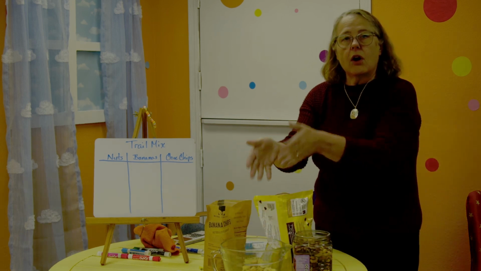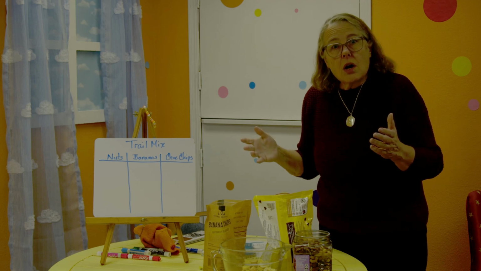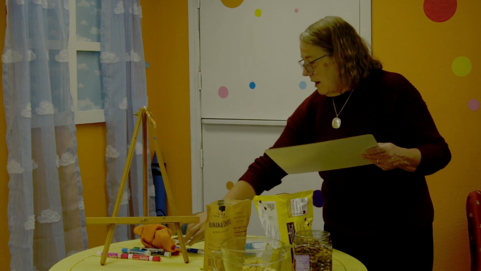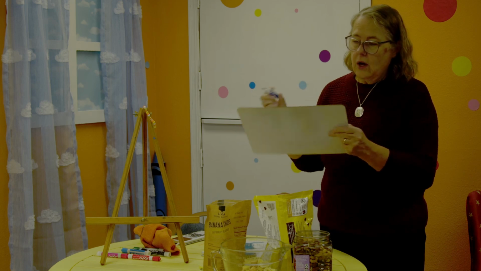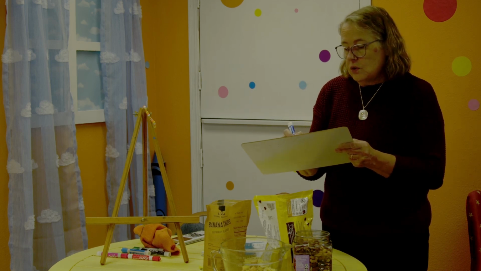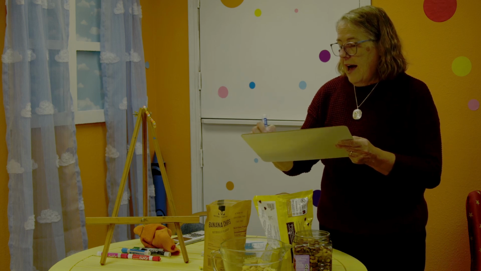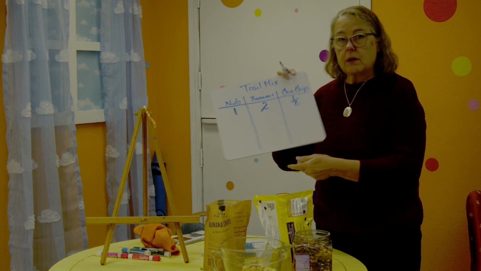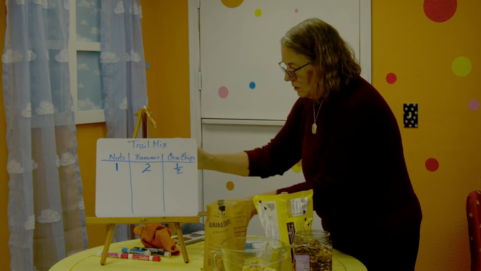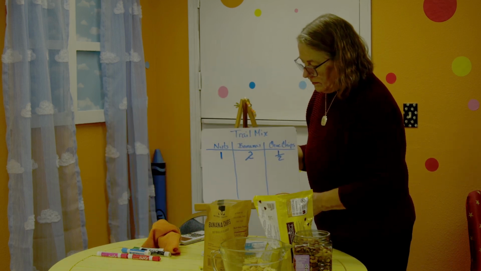So there we have our trail mix that we're going to make. Let's talk about the ratios in this trail mix. We said, I'm going to write it down. We put in 1 scoop of nuts, 2 scoops of bananas, and a half a scoop of chocolate chips. Remember? We did that together, right? I'm going to scoot this closer so I can write on it.